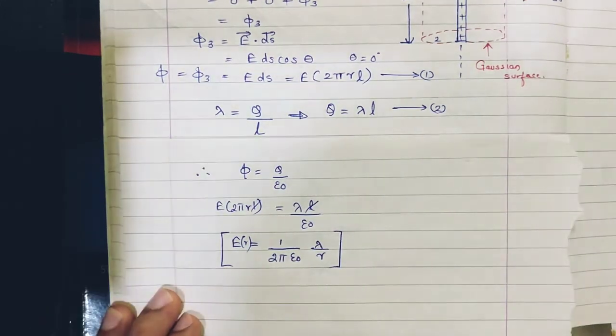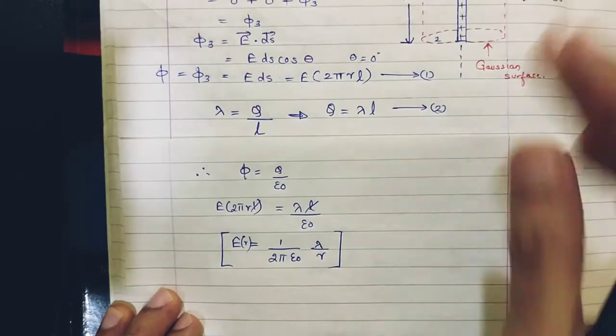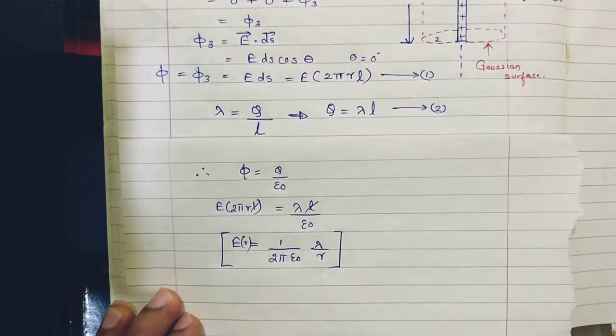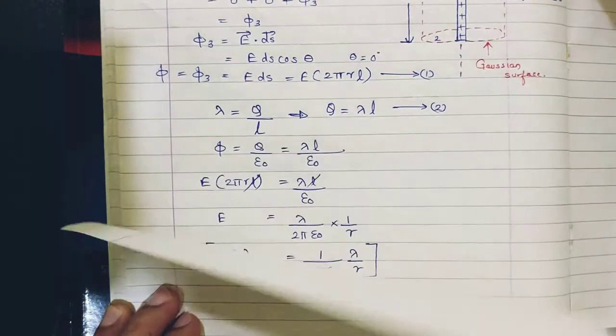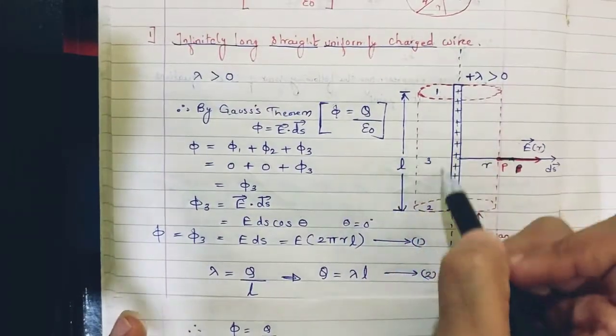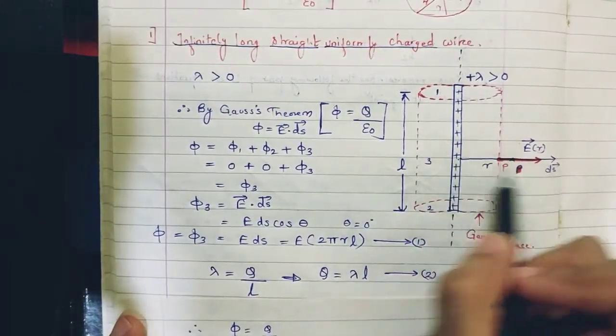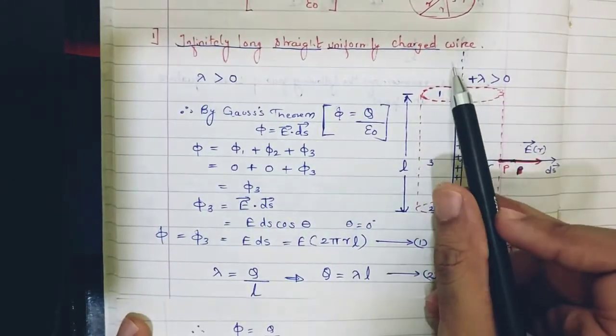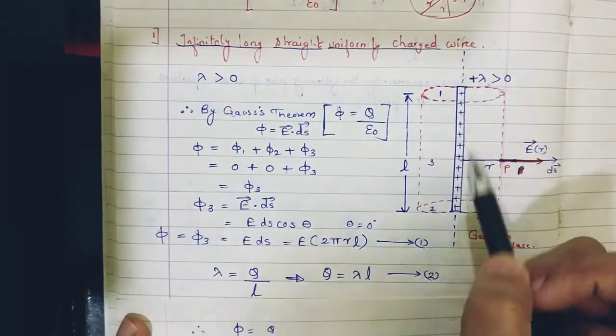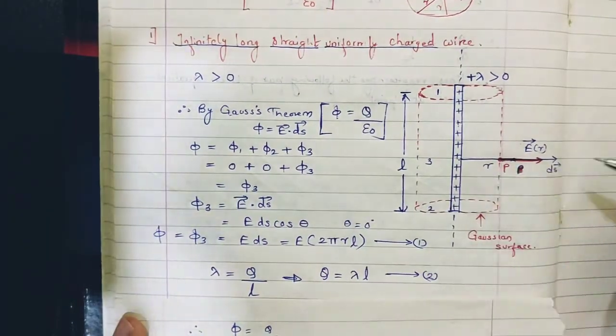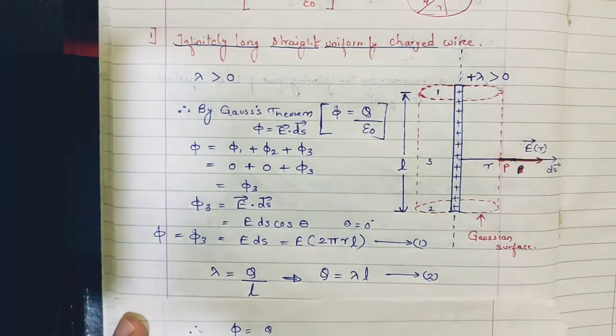Now what you need to remember over here is, first, your E will be pointing outwards for a positive charge. If the wire is positively charged, your E will always be pointing outwards, and if your wire is negatively charged, your E will always be pointing inwards. This is the thing you have to remember.